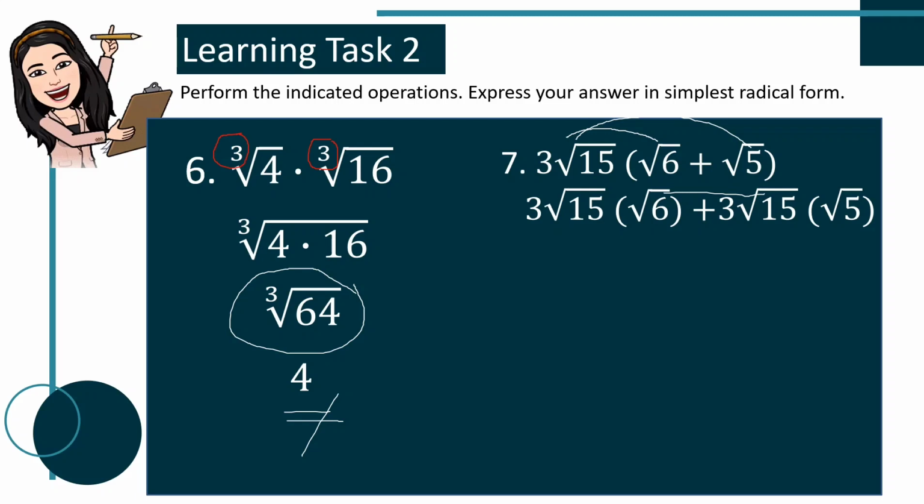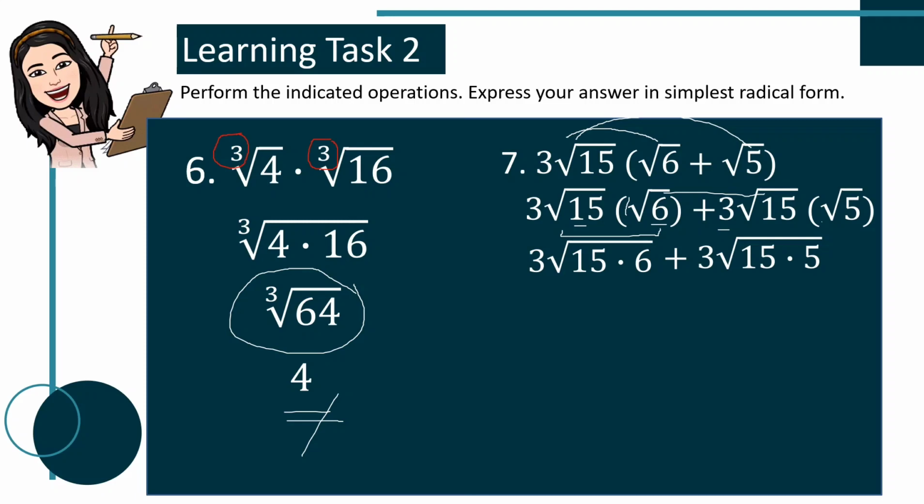Okay, i-multiply natin. Now, i-simplify natin by multiplying the two monomials. 3 square root of 15 times square root of 6. So, 3 coefficient to coefficient, radicand to radicand. 3 times, meron pa ba dito? Coefficient, yes po, 1. So, 3 times 1 is 3. And then 15 times 6, kasi parehas silang radicand. Next, i-multiply ulit natin. 3 times, may 1 ulit doon, so 3. And then 15 times 5. Okay, maliwanag ba? Simplify natin.